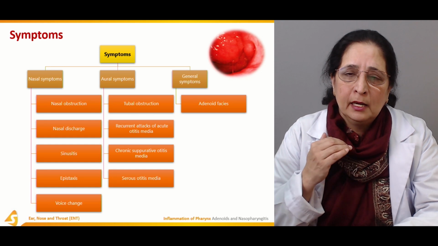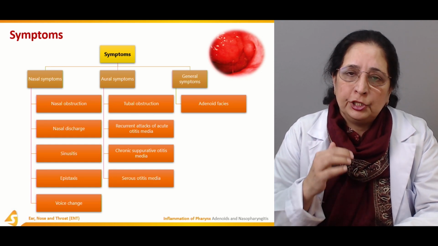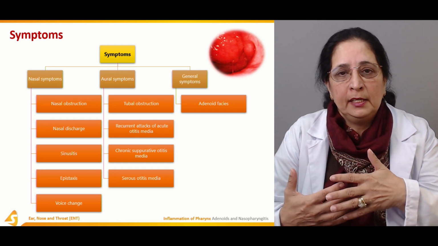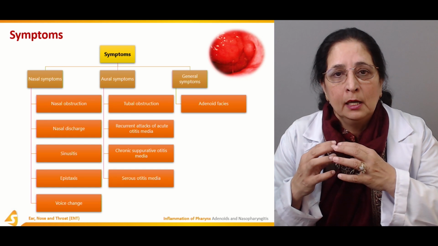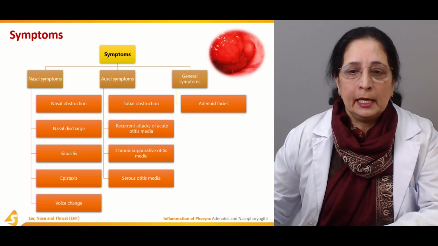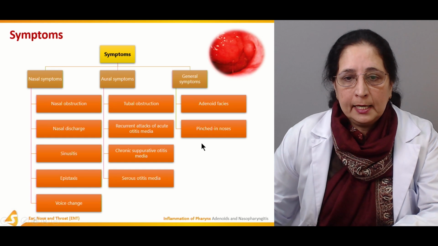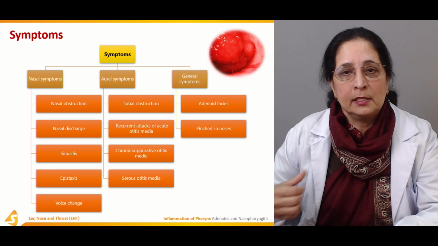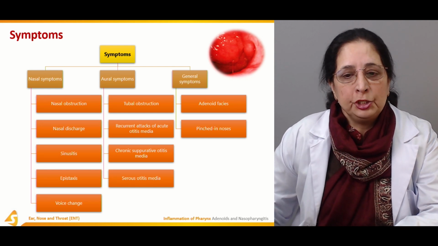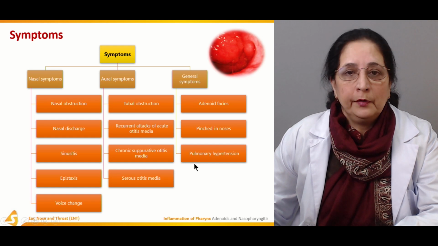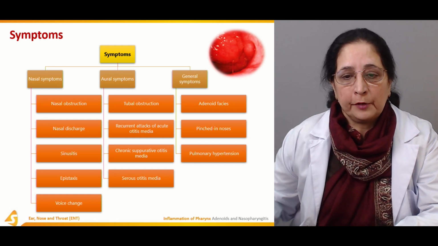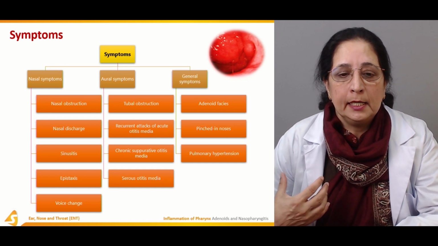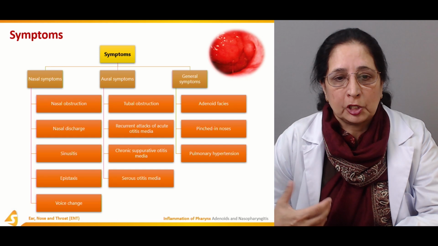Then we have some general symptoms associated, adenoid facies. This is a typical facies of the patient who has adenoiditis or recurrent inflammation of the adenoid. They have typical features known as the adenoid facies. Then we have pinched-in nose because of that pressure or difficulty in breathing. They have pinched-in noses. Pulmonary hypertension, the pressure in the lungs is increased because of the difficulty in breathing or nasal obstruction.